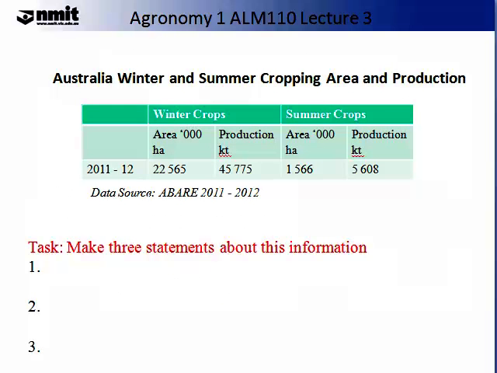Australia has a climate that permits both winter and summer cropping. The table on the slide gives you the data for the cropping area and cropping production. This information tells you a lot about winter and summer crops. As an exercise, I'd like you to make 3 statements about this table. Please bring these statements with you to the next class and we will discuss them.